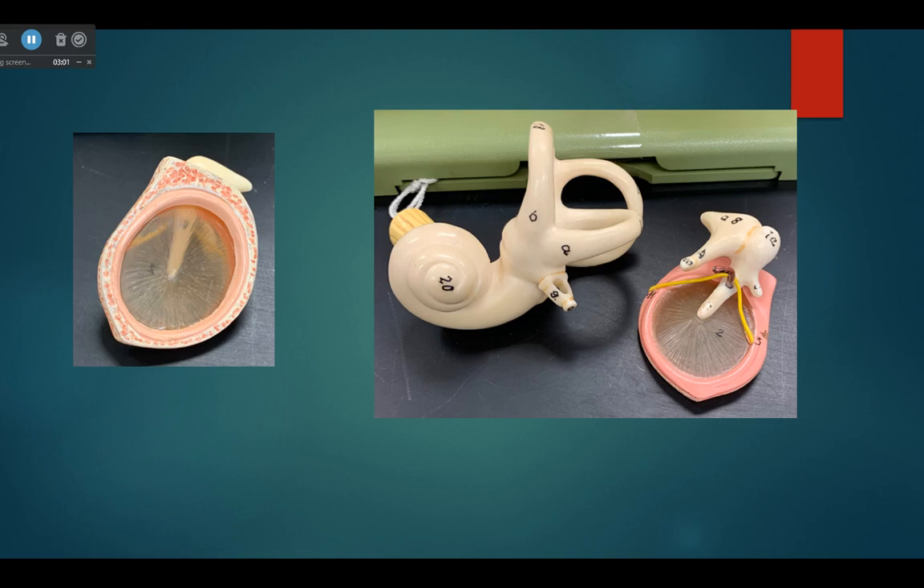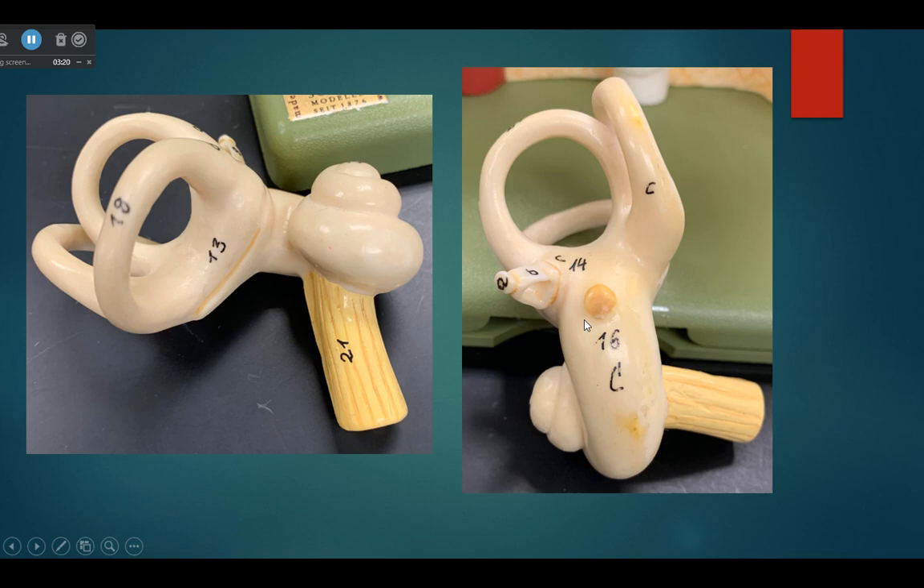At the base of the semicircular canal, you're going to have this swelling. This swelling is called the ampulla. And again, this is the superior or anterior semicircular canal, the posterior semicircular canal in the back, and the lateral semicircular canal laying on its side. And this is the vestibular cochlear nerve.